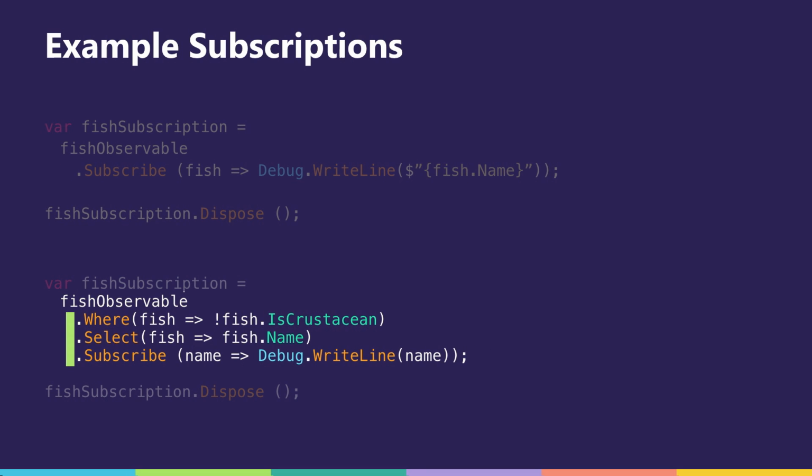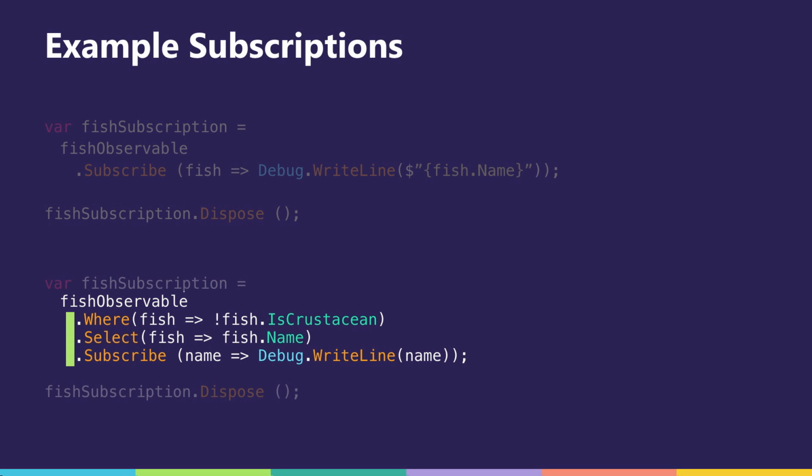We could also do more complicated things, though. So we could say, hey, whenever we have that observable and we get an item in on that observable, let's use some LINQ to process it further. So we could use a Where statement on there, and we could say, hey, we only want fish when they're not crustaceans. So if it's a crustacean, filter it out. Don't even tell us about it. We can also process the data down further if we'd like.